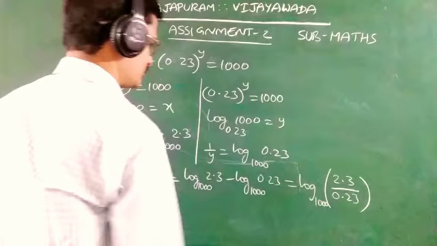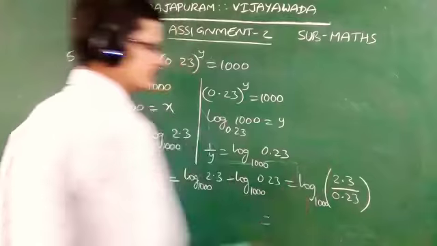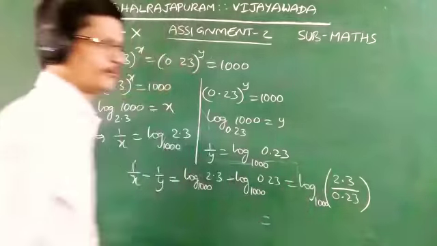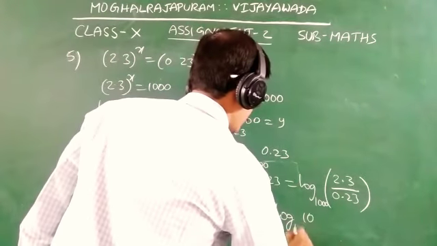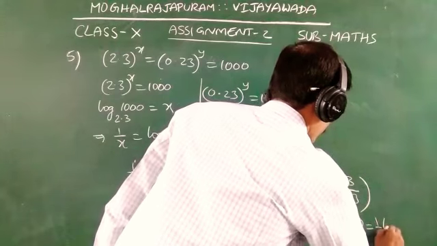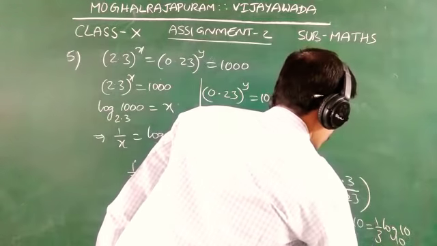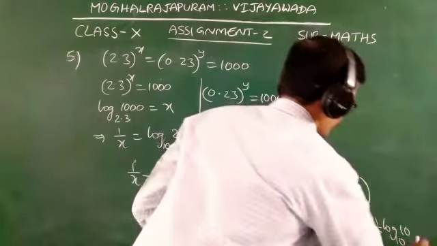What is 2.3 by 0.23? Simplify that one. Which is equal to 23 by 10 divided by 23 by 100, so 23 by 10 into 100 by 23. 23 cancel. So this is log 10 base 1000. 1000 is nothing but 10 cube. So log 10 base 10 cube, that is equal to 1 by 3 of log 10 base 10, which is equal to 1 by 3.